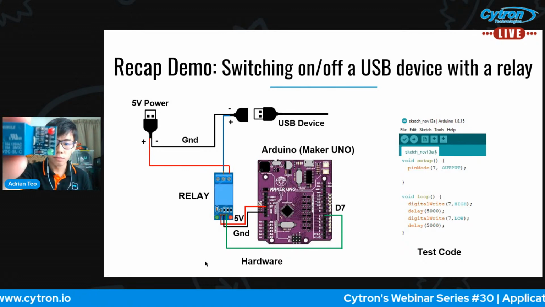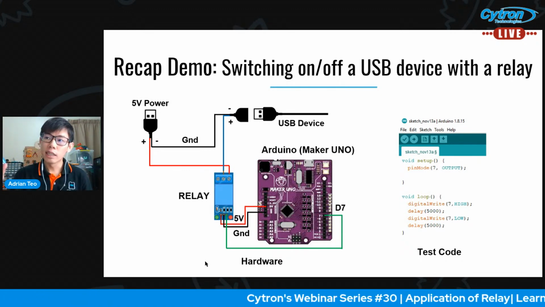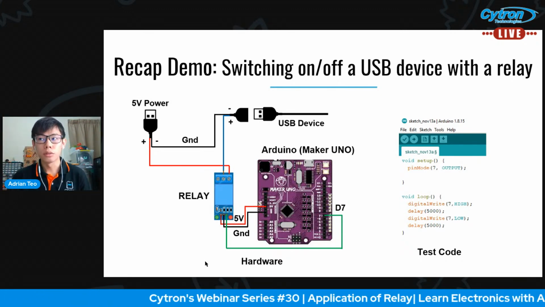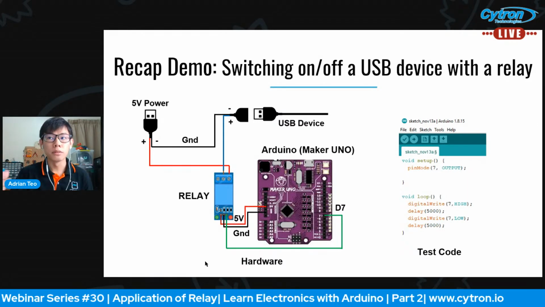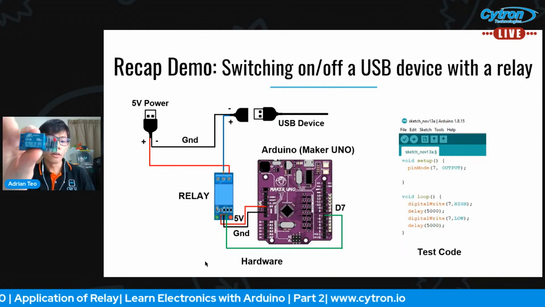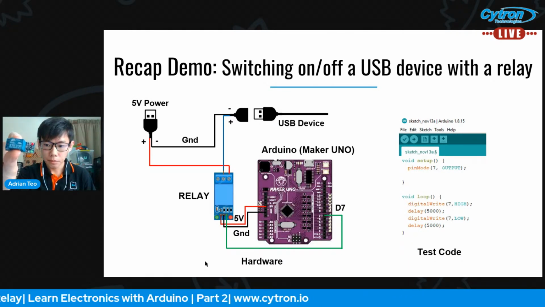Okay, there are 3 pins here. Once I do that, when I program my Arduino to turn on digital write HIGH at pin 7, it will control the on and off of this relay here.